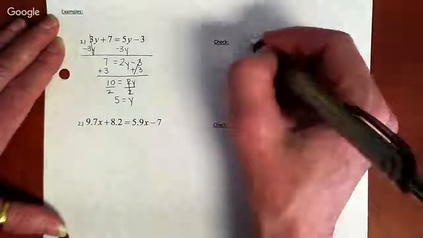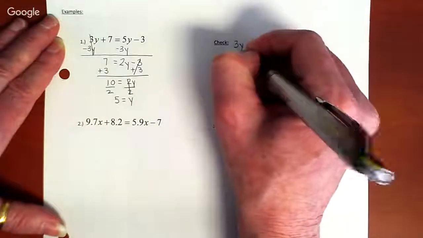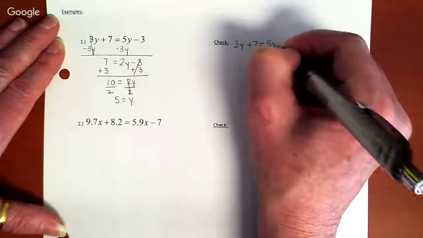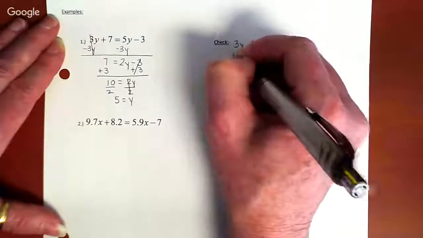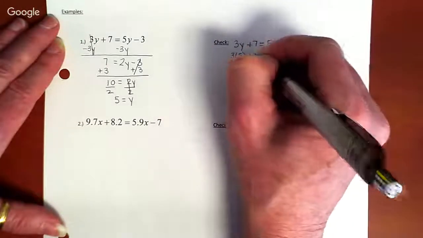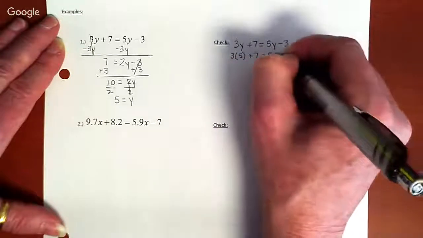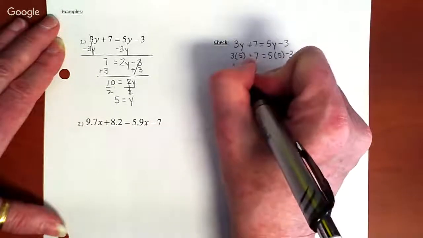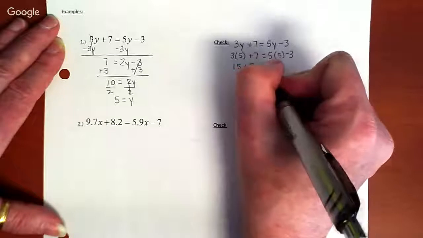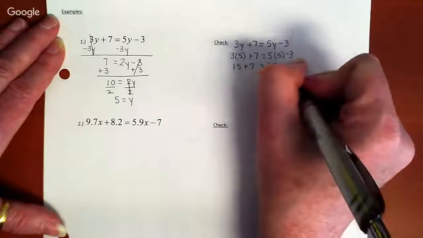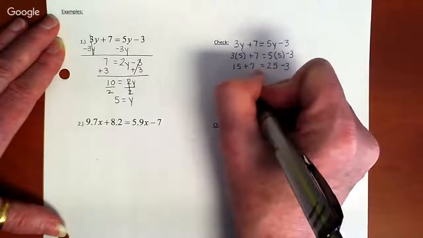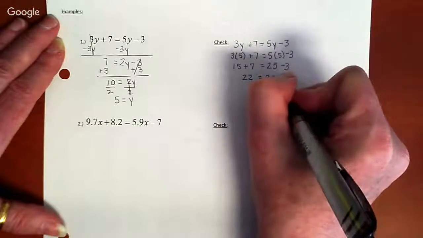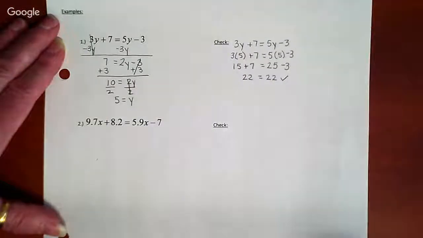So now go back to our original equation to check it. 3y plus 7 equals 5y minus 3. So 3 times 5 plus 7 equals 5 times 5 minus 3. So I have 15 plus 7 equals 25 minus 3. 15 plus 7 is 22 equals 25 minus 3, which is 22, and both sides equal.